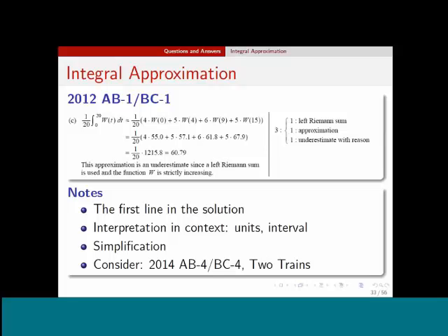So down at the bottom here, sometimes we ask students to interpret a definite integral like this. What we're looking for here, remember, are a couple of things, and we want students to tell us the units associated with their approximation. And if it involves a definite integral, we want to make sure that they're telling us that this approximation applies to an interval, not a specific value. I've already talked about simplification, and if you want to see another problem very similar to this one, look at last year's exam. AB4, BC4 dealt with two trains, and it had a problem very similar to something like this.